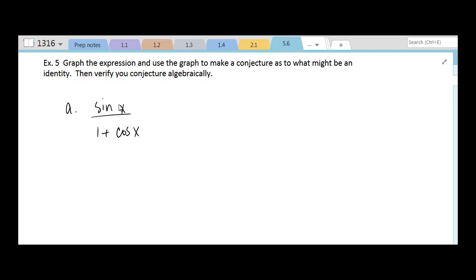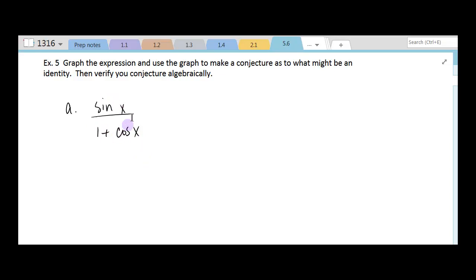Now let's take a look at an identity and use our graphing calculator to maybe give us some information about it. Let's say I want to use my calculator to give me an idea of what's going on, and I have this expression right here, the sine of x over 1 plus cosine x, and I want to see if it's an identity that I might recognize.